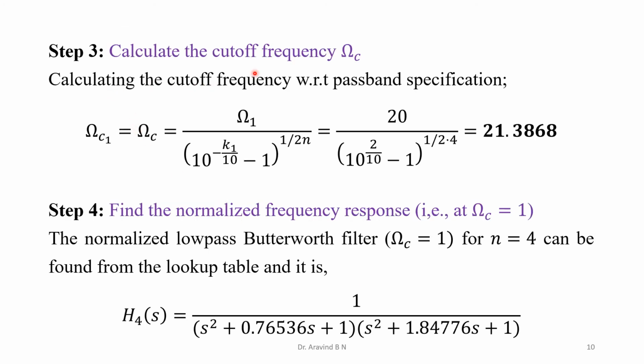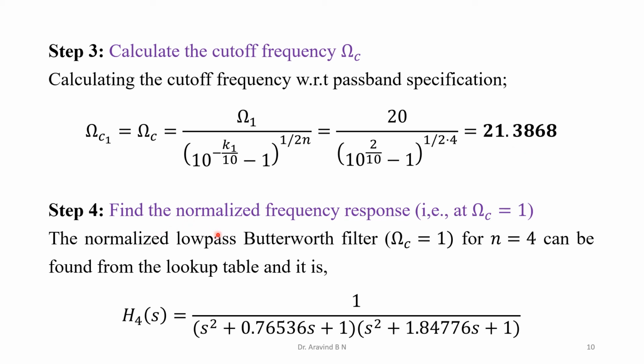Step 3. Calculate the cutoff frequency omega c. So omega c can be calculated with respect to the pass band or with respect to the stop band or a compromise between those two. So in this particular example, we are considering the pass band frequency itself as the cutoff frequency. Therefore, omega c1 is equal to omega c, that is equal to omega 1 divided by 10 to the power of minus k1 by 10 minus 1, to the power of 1 by 2n. So all are known parameters, make the substitution. We are going to get the result as 21.3868.